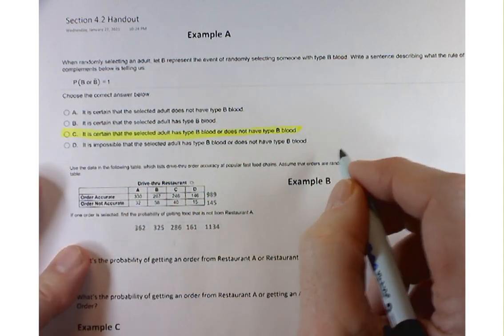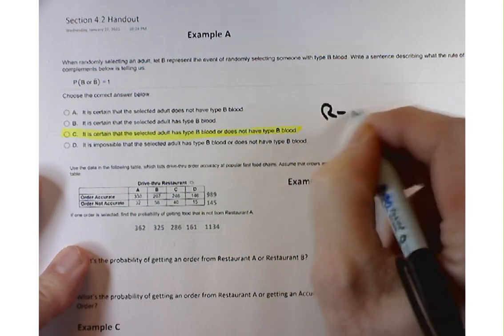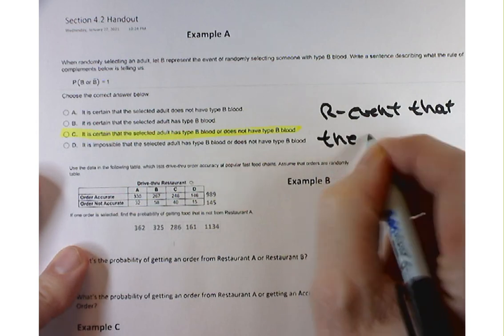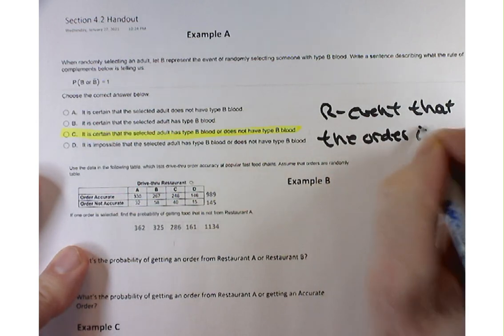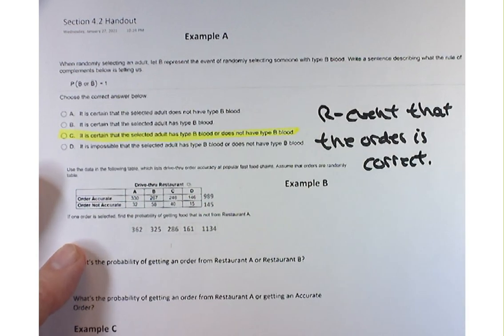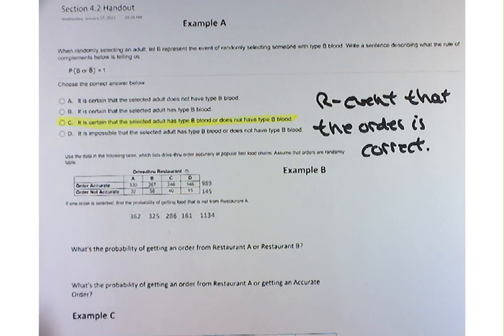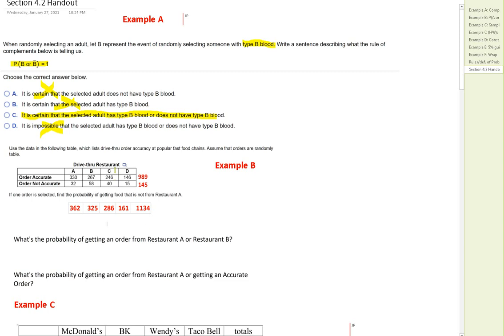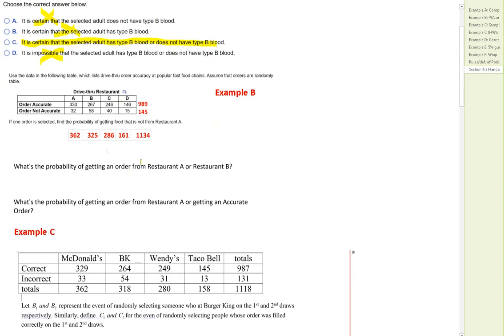R is going to be the event that the order is correct or right. You got your order right. So I'm just going to leave that as some notation that we're going to use in the second part of this problem. But for starters, we want to figure out the probability of getting an order from restaurant A or restaurant B.